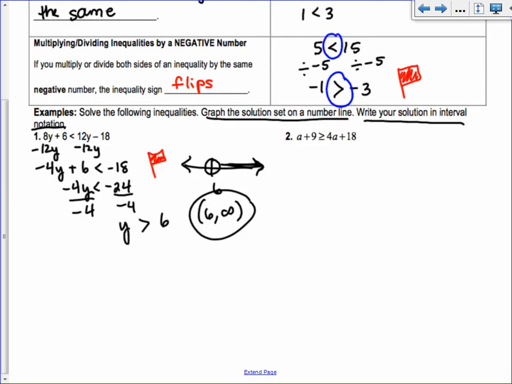Now I just want to show you some people, so you don't have to write this down, but some people like to avoid the dividing or multiplying by a negative number, and they do it a little bit differently. Okay, so here's how you could also do this problem. So we start back at the beginning.